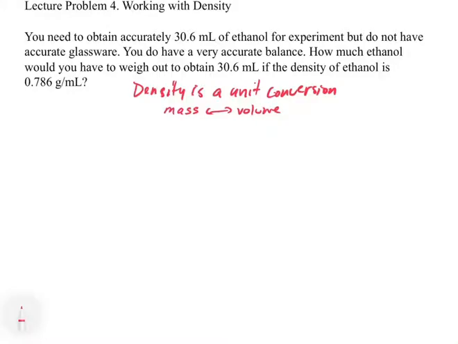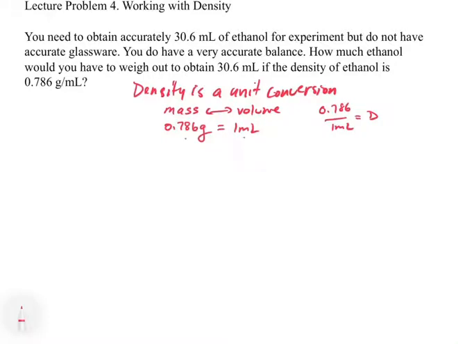So if you look at the density, this is for every 0.786 grams, we have per 1 mL. So in essence, we can rewrite this as a unit conversion. This 0.786 grams for every 1 mL, which is equal to the density, is just another form of a unit conversion. So we can say that for ethanol, for every 1 milliliter of ethanol, we have 0.786 grams.